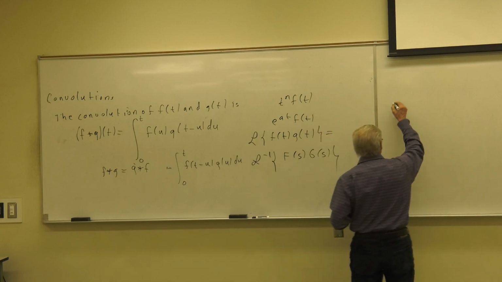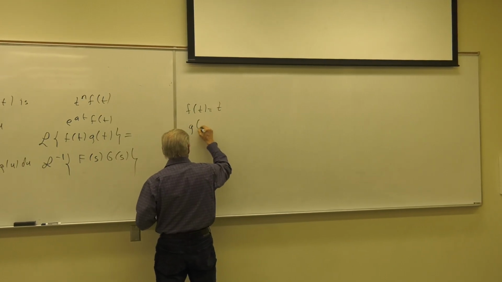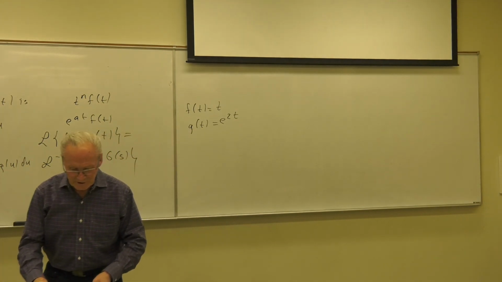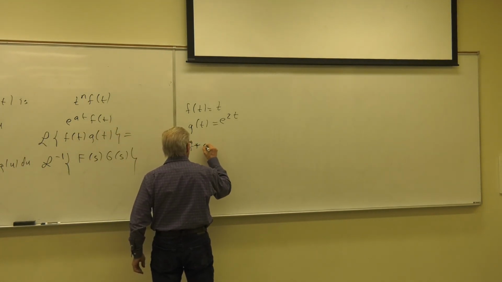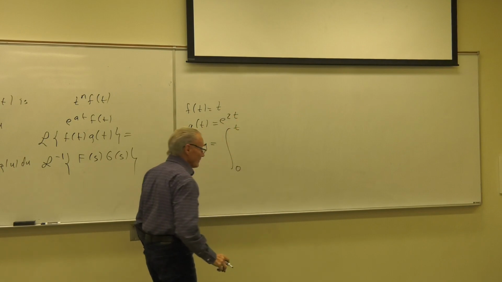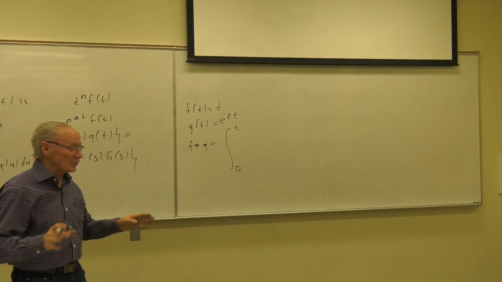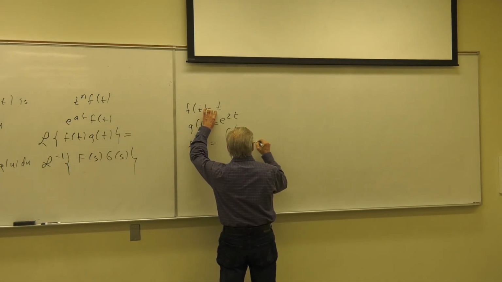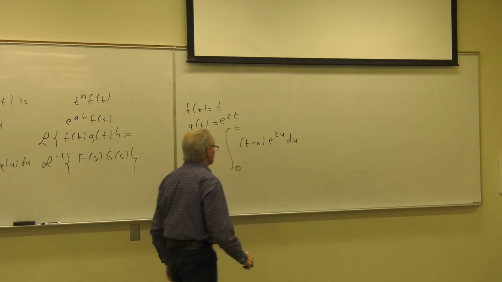Suppose that f of t is equal to t and g of t is equal to e to the 2t. Suppose those are the two functions that I would like to calculate the convolution of. Then f star g is equal to integral 0 to t. And in one of these I'm going to put u, and in the other one I'm going to put t minus u. And that's your choice. It doesn't matter which way you go. You're going to get the same answer. Suppose I choose to put the t minus u here and there for the u.